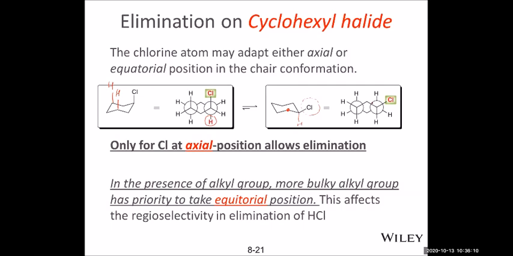So that is when there is a single halogen on the cyclohexane. And regardless of beta hydrogen or not, the product will give you the cyclohexene. There's no doubt. There's only one product. Beta elimination will give you cyclohexene.